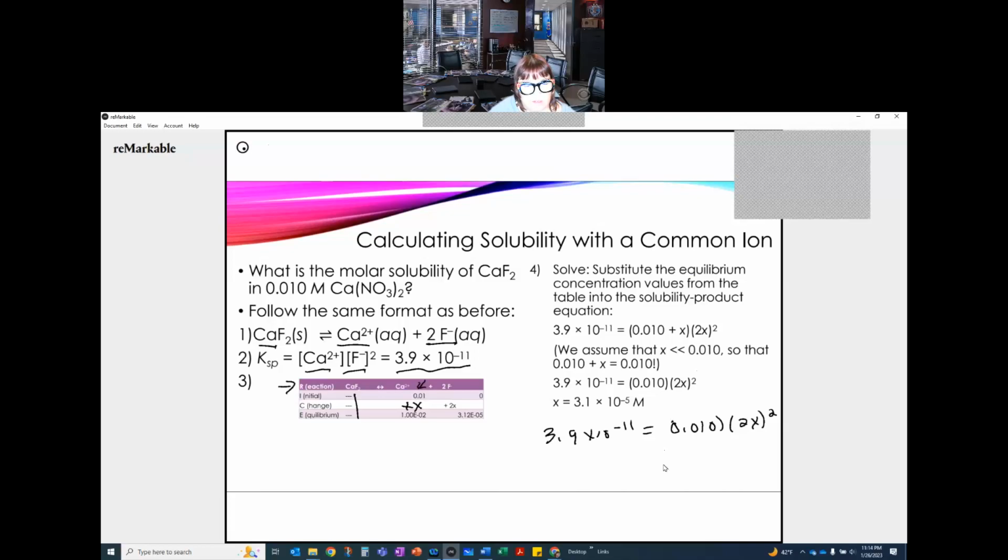Okay. If that is true, and that's my x value, then my Ca2 plus is 1 times 10 to the minus 2. And that actually should not be that x value. This should be 2 times that value right there.